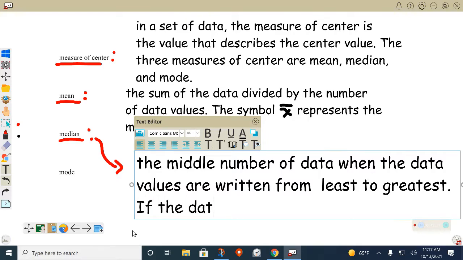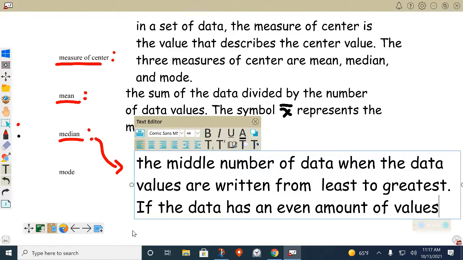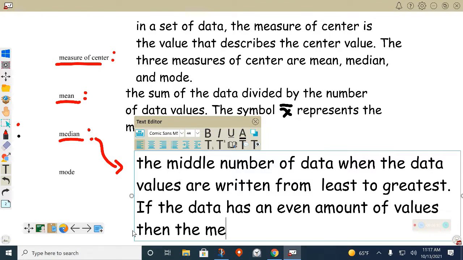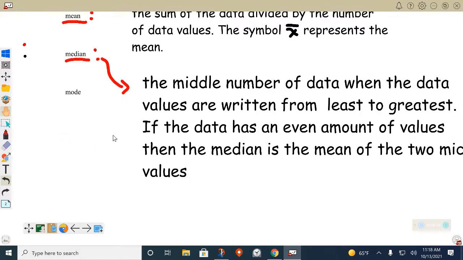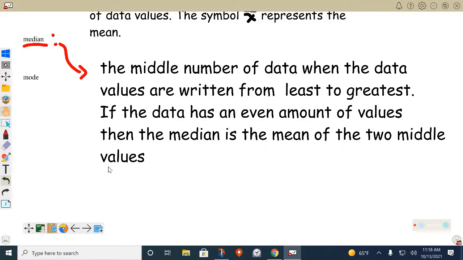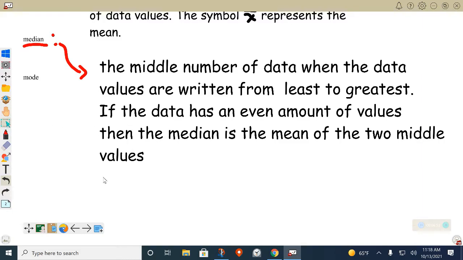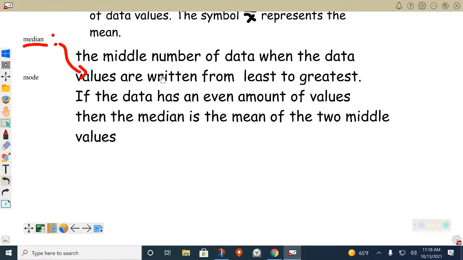If the data has an even amount of values, then the median is the mean of the two middle values. Let me shrink that a little bit and move it up. So the middle number of data when the data values are written from least to greatest. If the data has an even amount of values, then the median is the mean of the two middle values. Let me explain.